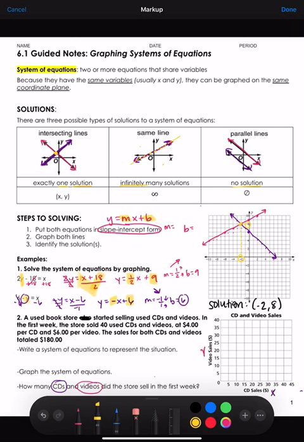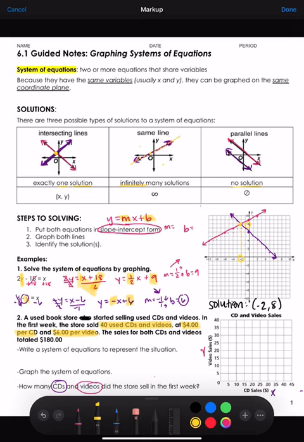It told me that the store sold 40 used CDs and videos, meaning that was the total number of things they sold. I don't know how many CDs and I don't know how many videos. I just know there were 40 total. So that's my first bit of information. The next bit is that it tells me how much each cost. So it was $4 per CD and $6 per video.